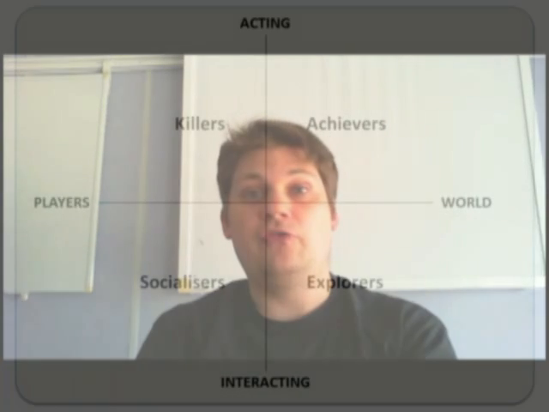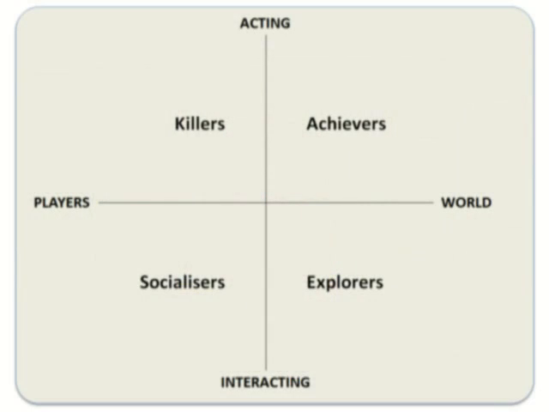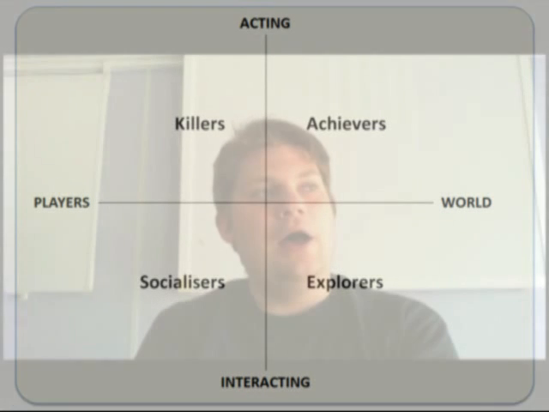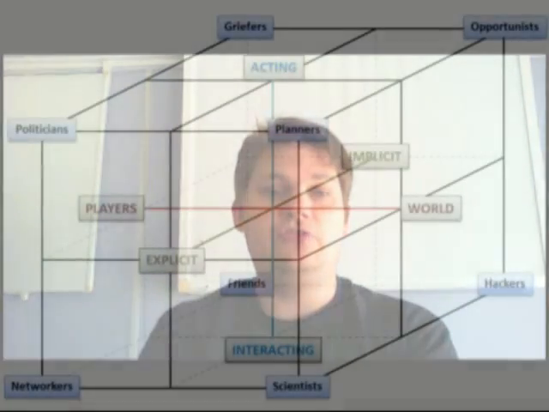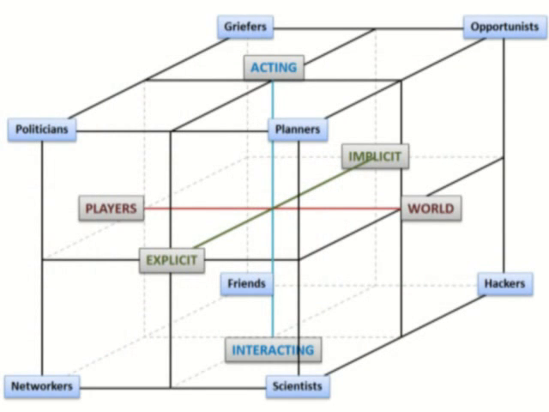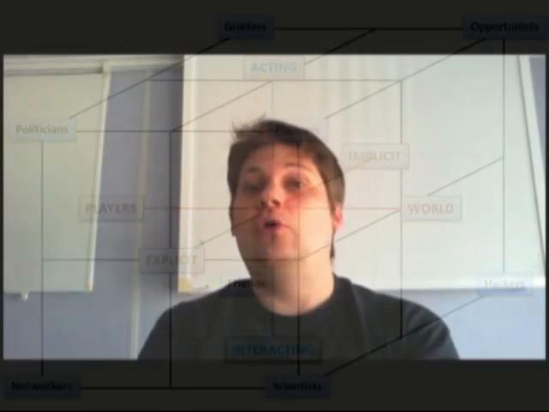Today I'm going to talk to you about user types in gamification. Now, a lot of you may already be aware of player types. Richard Bartle's 4 key player types: killer, achiever, socializer, and explorer. You may not be aware of the 8 player types he created, which I'm just going to read to you. Friend, griefer, hacker, networker, opportunist, planner, politician, and scientist. Not many people know those ones. But as I said, you're probably aware of them.